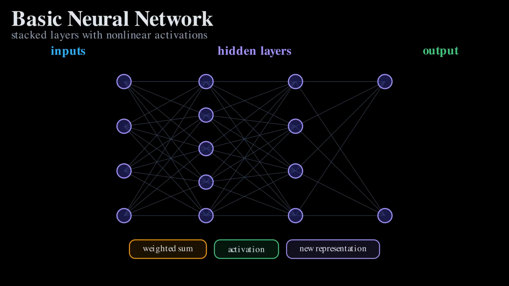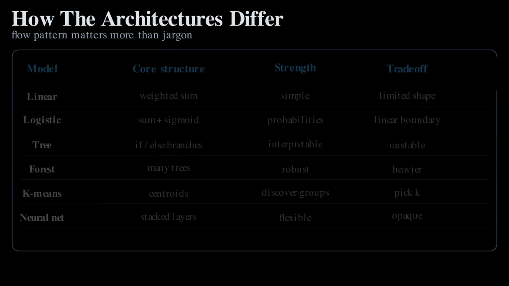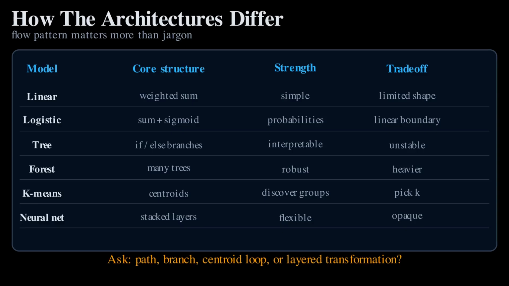This is the key leap. A neural network can build intermediate representations. Early layers might detect simple patterns, while later layers combine them into more abstract concepts. Compared with linear regression, the network is far more flexible.